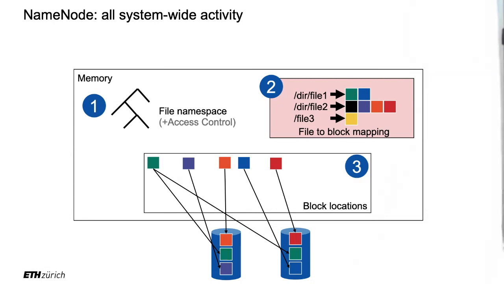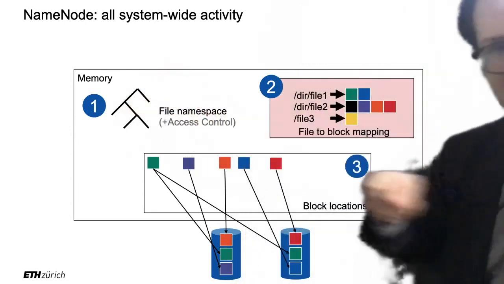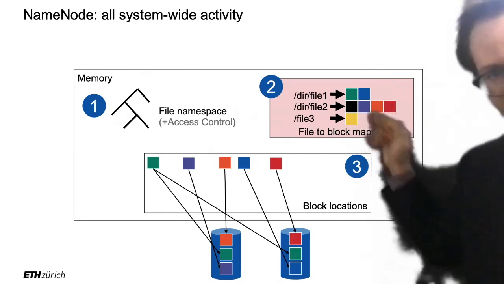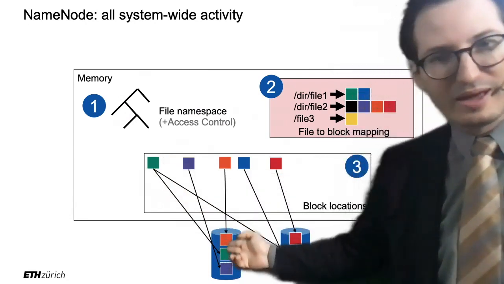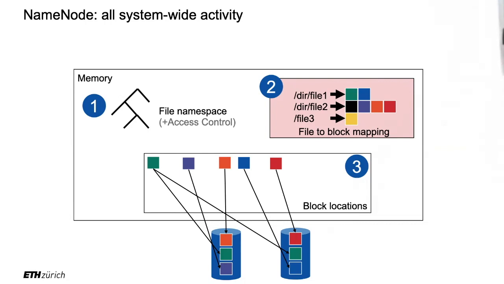3 components. The entire hierarchy of directories and files together with access control, the mapping for every file to the sequence of block identifiers that are integers, and then a mapping from the block identifiers to the addresses of the data nodes that have them. The job of the name node is to make sure to keep track of that. It's its job, right? And when you upload files, you modify and so on, the name node has to keep track of all of that and update accordingly all of what there is in there.